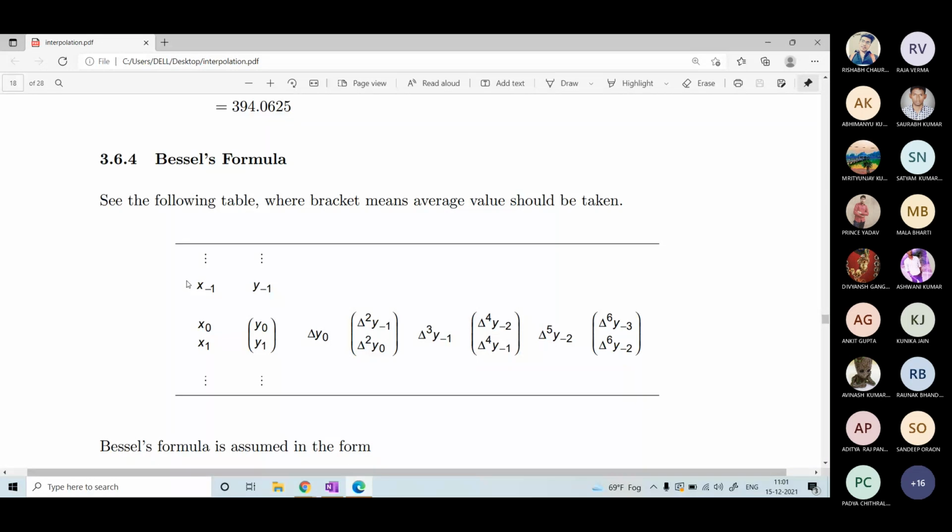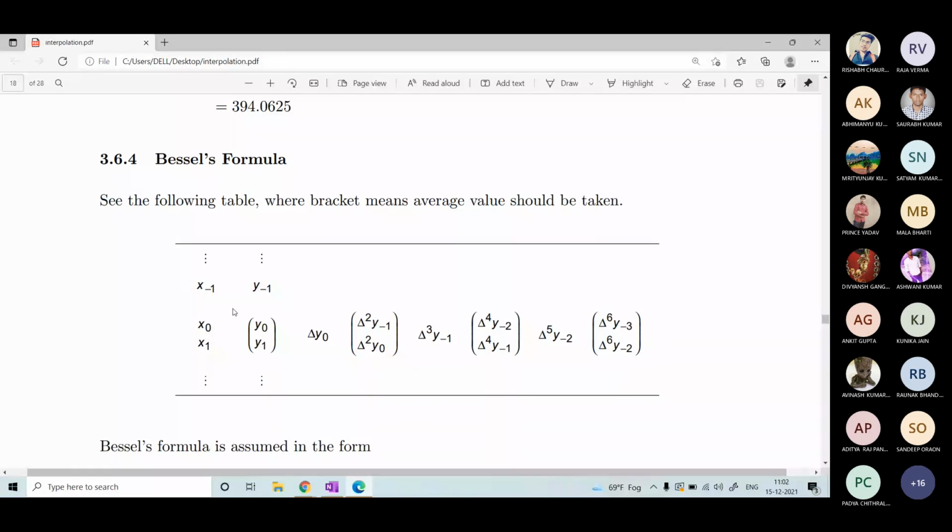What happens if the point where you want to find the output value is near the center or middle of the table? Then you shall apply one of these central difference formulas like Gauss forward, Gauss backward, Bessel's, Everett's, or Stirling's, depending on the choice. We have already discussed Gauss forward, Gauss backward, and Stirling's; now, how the entries are taken in Bessel's formula.